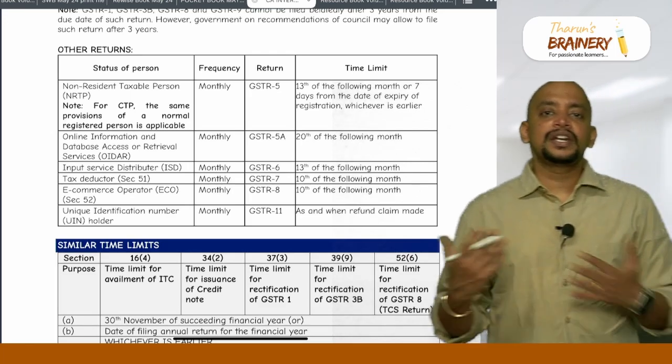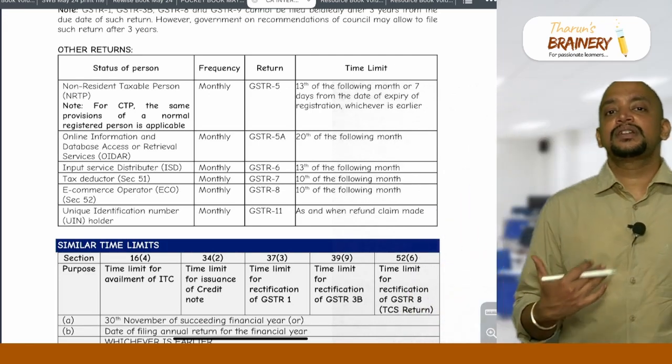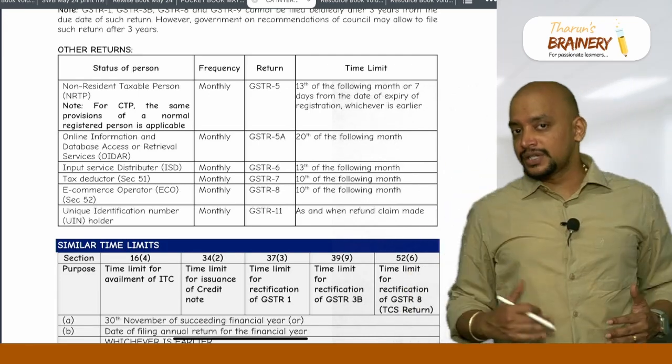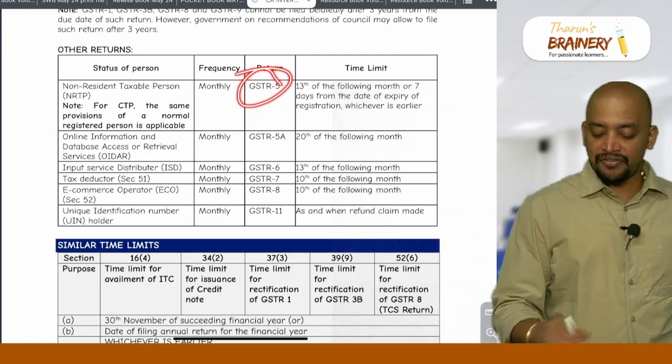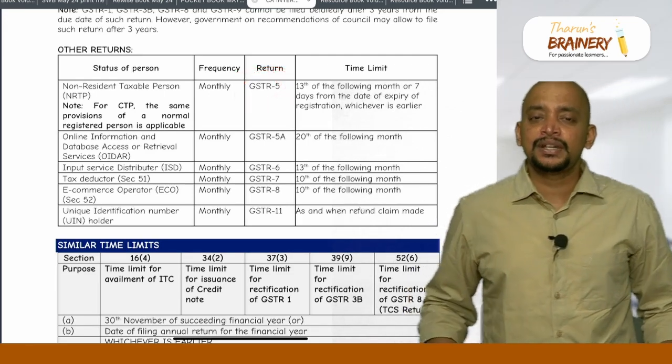So what is the difference? Already we saw in registration. A casual taxable person means a person who is coming from another state to this state, whereas NRTP is from outside India to India. NRTP will be filing GSTR-5 and usually they will not get a permanent registration.